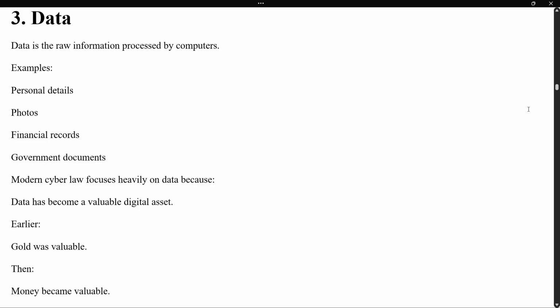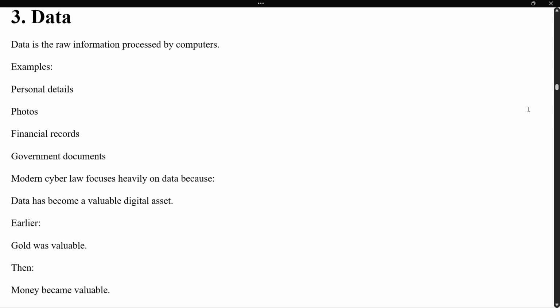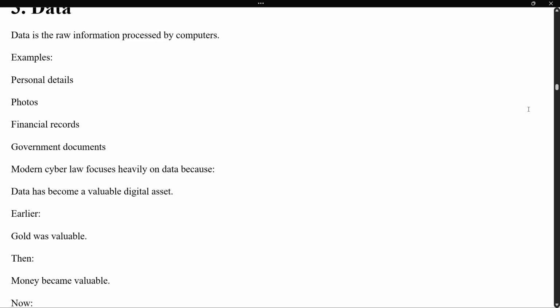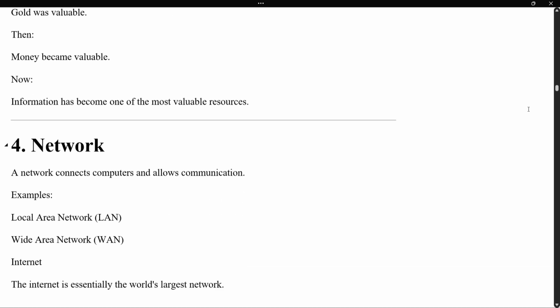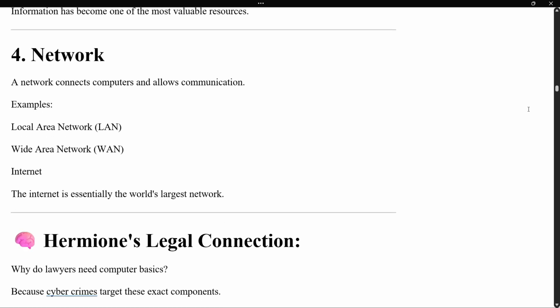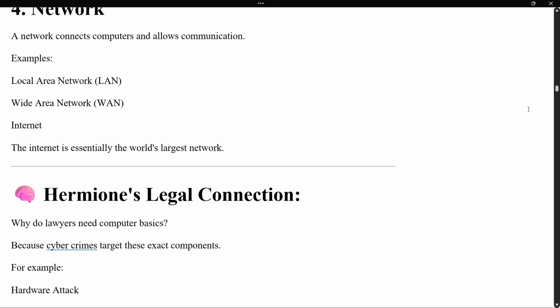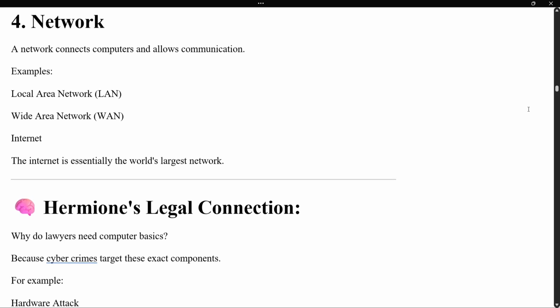3. Data. Data is the raw information processed by computers. Examples: personal details, photos, financial records, government documents. Modern cyber law focuses heavily on data because data has become a valuable digital asset. Earlier, gold was valuable. Then, money became valuable. Now, information has become one of the most valuable resources. 4. Network. A network connects computers and allows communication. Examples: Local Area Network, LAN. Wide Area Network, WAN. Internet. The Internet is essentially the world's largest network.